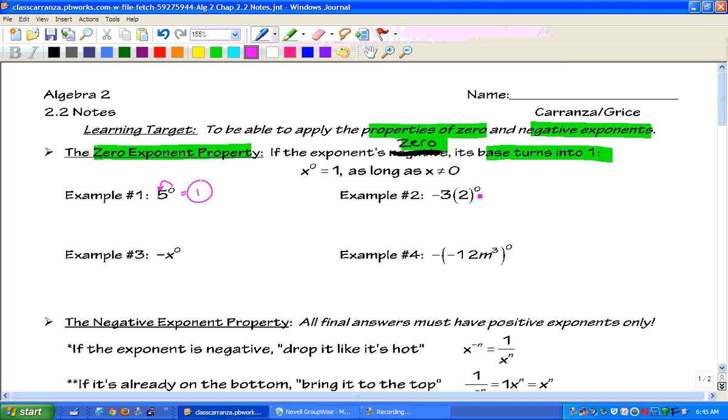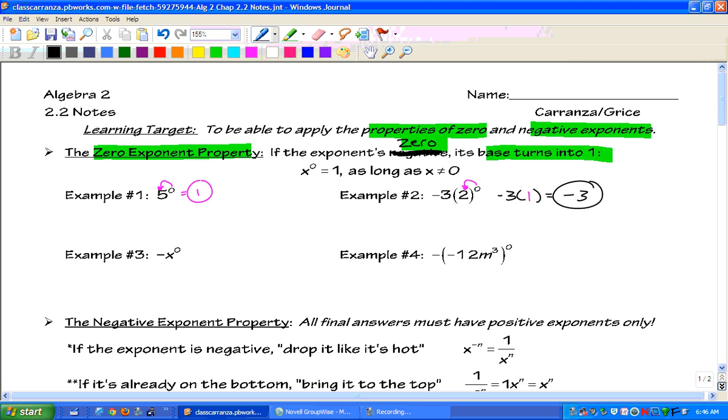Okay? Now, example number 2. Our exponent is 0, and it applies to just the base. So we still have negative 3, and then the 2 turns into a 1. And then after that, you follow order of operations, and you get negative 3.